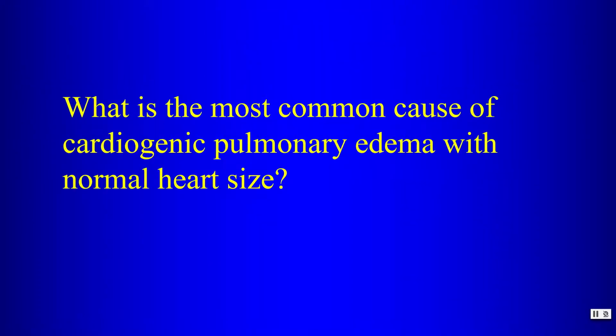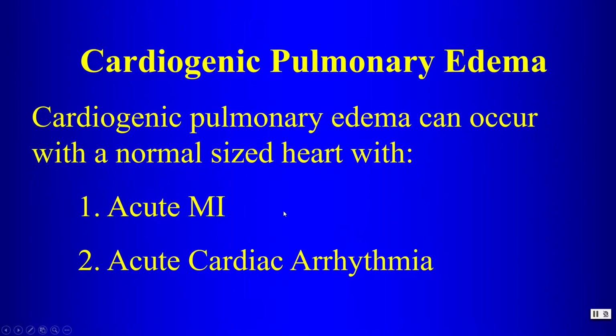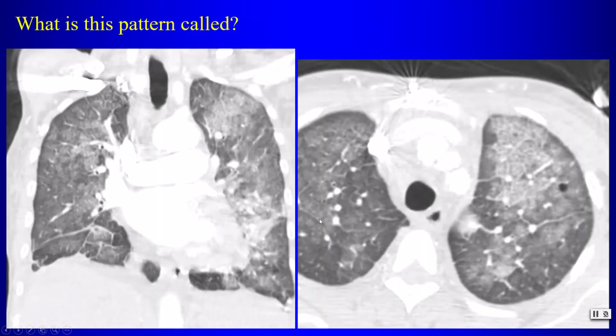Now, what is the most common cause of cardiogenic pulmonary edema with normal heart size? Usually we associate cardiogenic pulmonary edema with a big heart, but the most common cause of cardiogenic pulmonary edema with normal heart size is acute myocardial infarction, similar to the case that we have already seen. Another cause of cardiogenic pulmonary edema with normal heart size is acute cardiac arrhythmia.